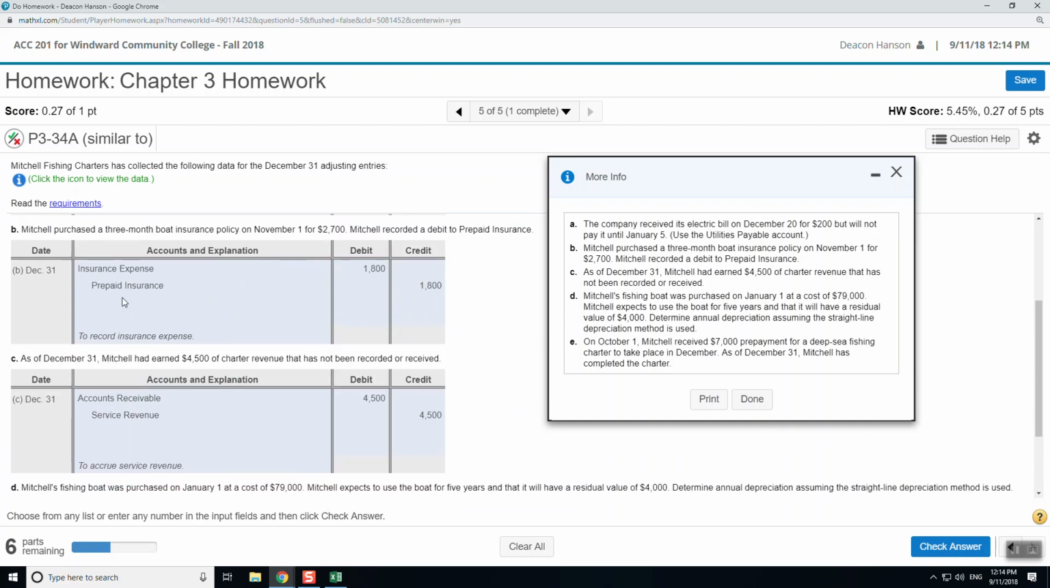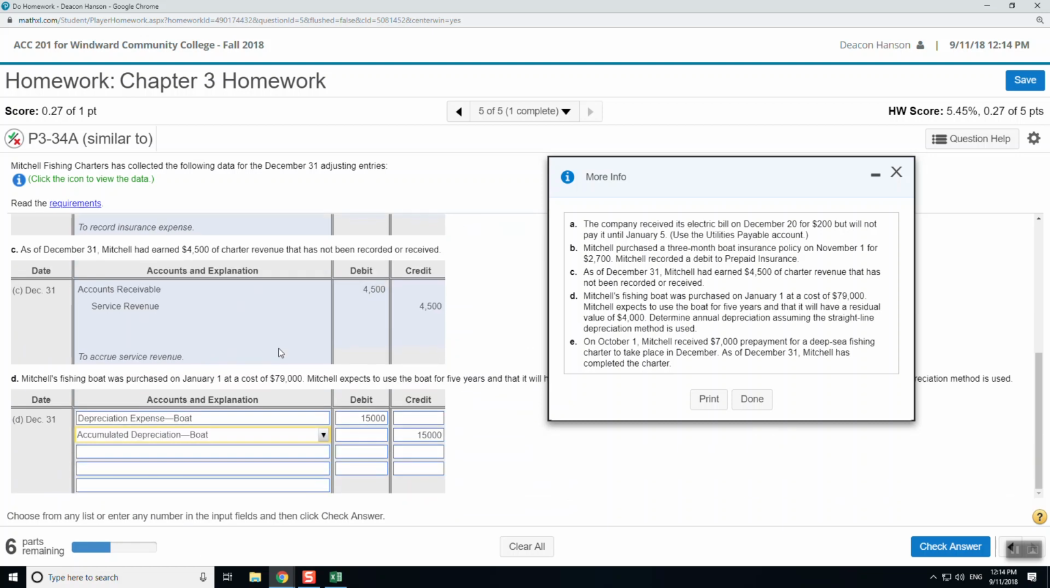Now, this accumulated depreciation takes the place of reducing the boat directly. Like with prepaid insurance, we're able to reduce the asset directly. But because we have to show our long-term assets at cost on our balance sheet, we need another account to reduce that cost. So we're always going to list that boat at 79,000, no matter how long we go into its use. But we're going to have this accumulated depreciation sitting right under that boat on our balance sheet, reducing its book value. It would be on the asset side, but it would work opposite of an asset. As accumulated depreciation increases, we credit it. Because it works opposite of an asset, we call it a contra asset.